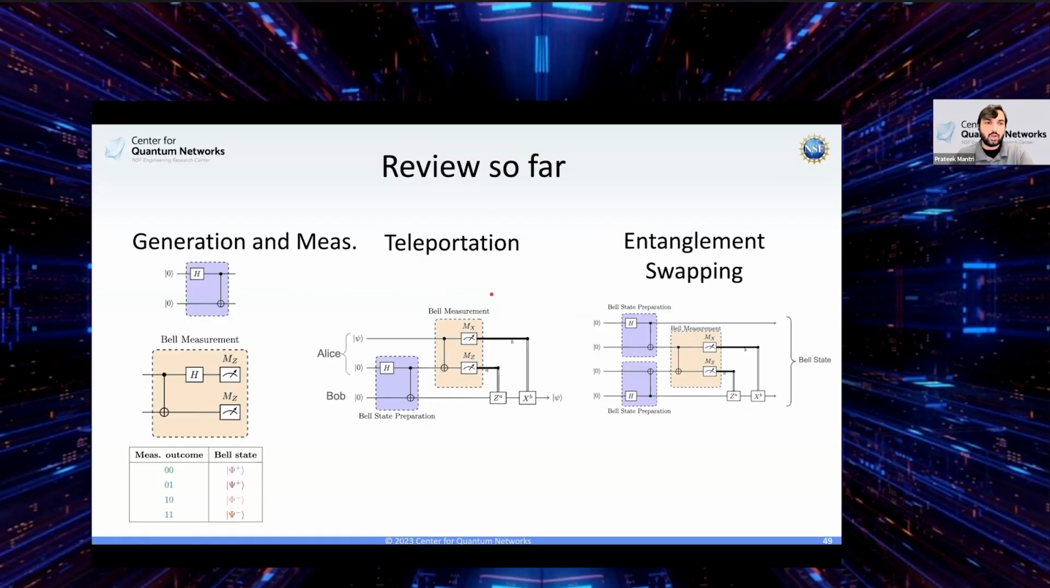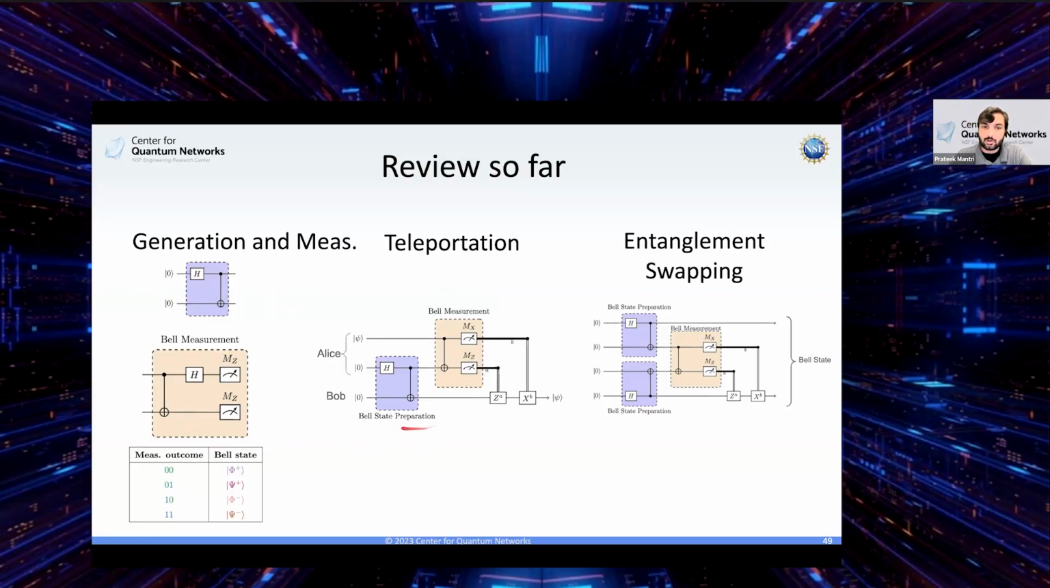So far we saw the generation and measurement. So we know that we have two qubits prepared in ket 0. We apply a Hadamard and then a CNOT operation. We get a Bell state out of this kind of preparation. We also saw a Bell measurement where we measure one of the qubits in the X basis and the other in the computational basis. And the measurement outcomes determine what kind of Bell state we have.